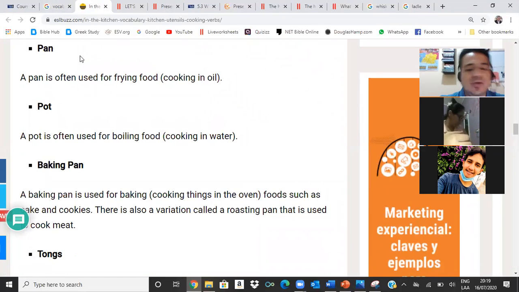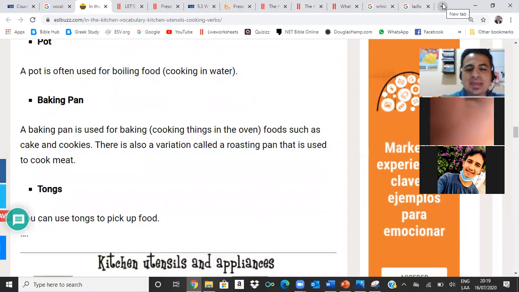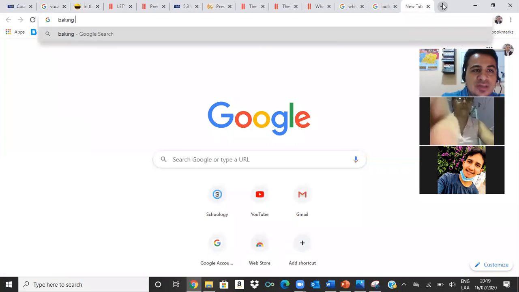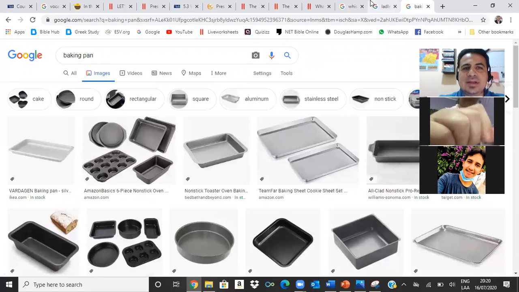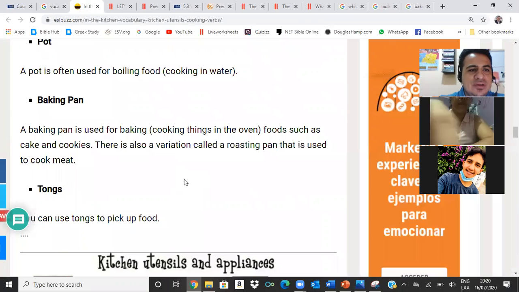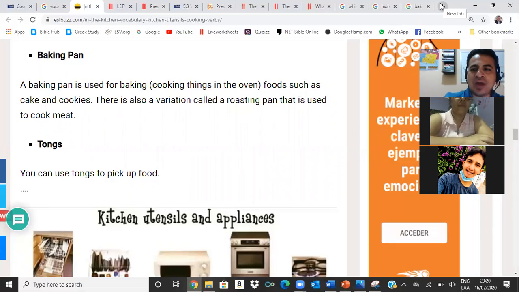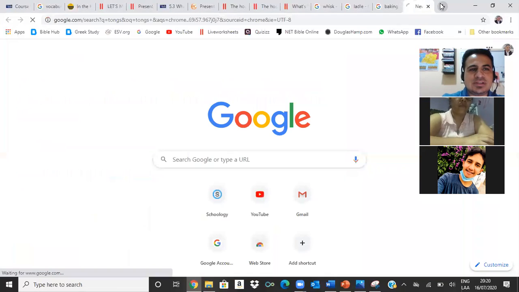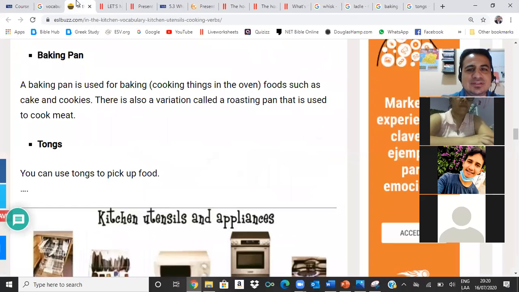Right. Pot or pan. Oh, pan, ya la vimos, right? Frying pan. Pot is more deep, más profunda. Baking pan. You know what a baking pan is? For example, alguien dijo, I want to learn how to make cookies. You put it in a baking pan. Baking pan. What else? We have tongs. What do you think is tongs? Used to pick up food. For example, when you're doing a barbecue, how do you grab the meat? You use tongs. Pinces. Yes. Tongs. Very good.